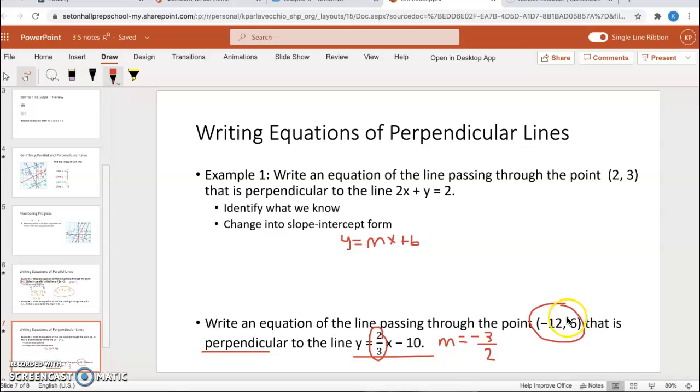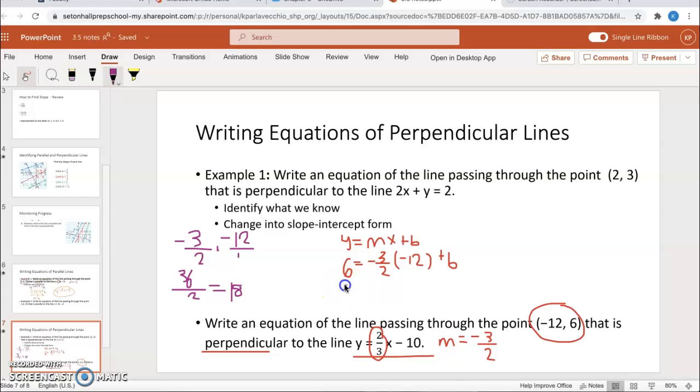My y value is 6. My new slope is -3/2. My x value is -12, plus b. To show the multiplication of the fractions, I'm going to write it on the side. And we are multiplying -3/2 times -12/1. -3 times -12 is positive 36 all over 2, which will then equal 18.